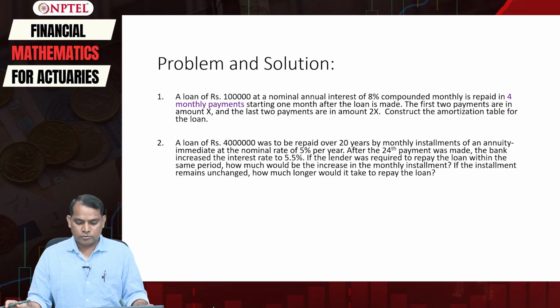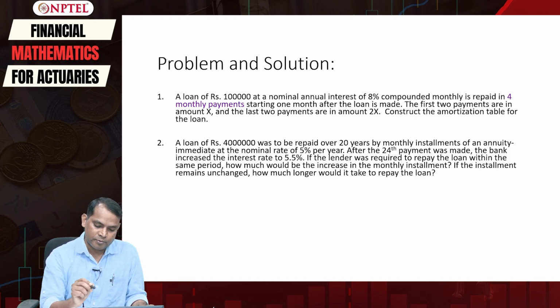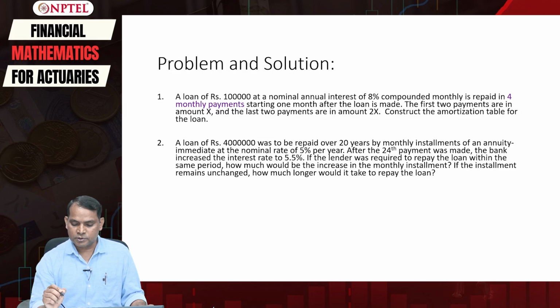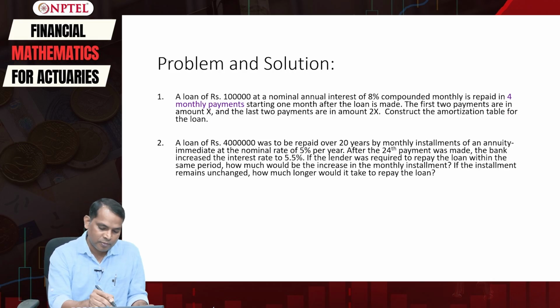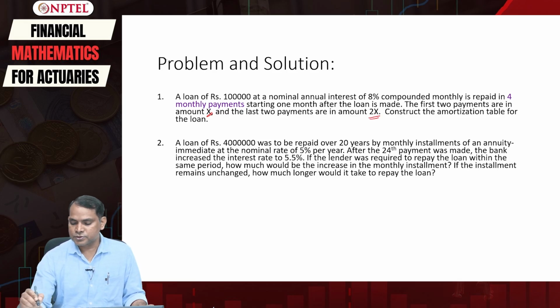We have two more problems to solve here. The first problem says a loan of rupees 1 lakh at a nominal interest rate of 8% compounded monthly is repaid in 4 monthly payments starting 1 month after the loan is made. The first two payments are in amount X and the last two payments are in the amount 2X. Construct the amortization table for the loan.